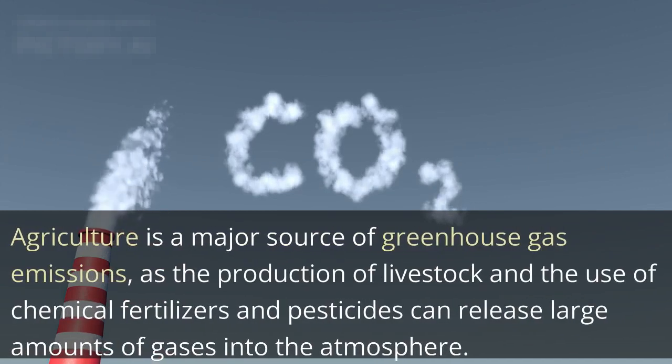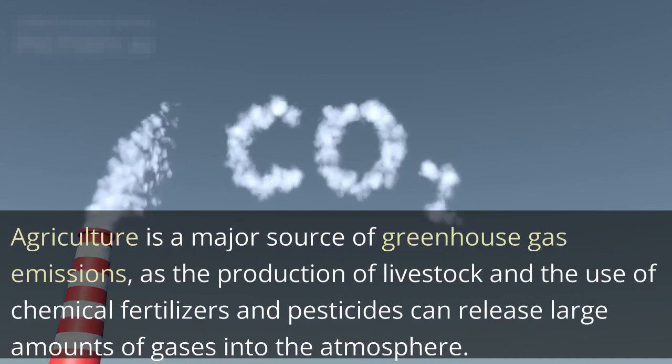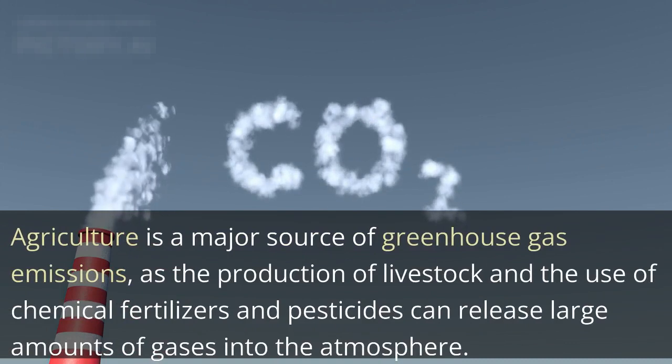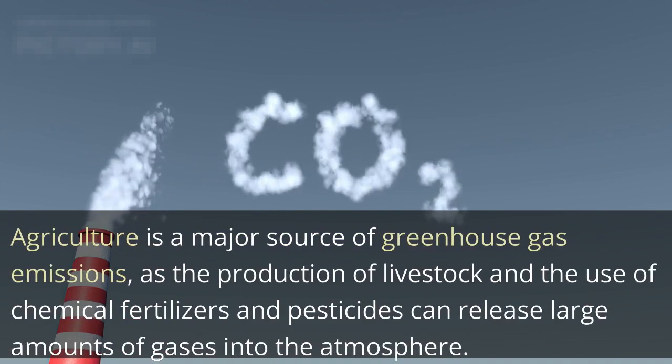Agriculture is a major source of greenhouse gas emissions, as the production of livestock and the use of chemical fertilizers and pesticides can release large amounts of gases into the atmosphere.